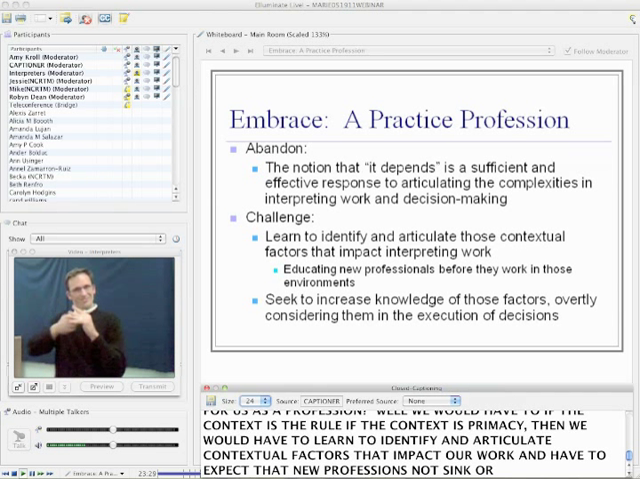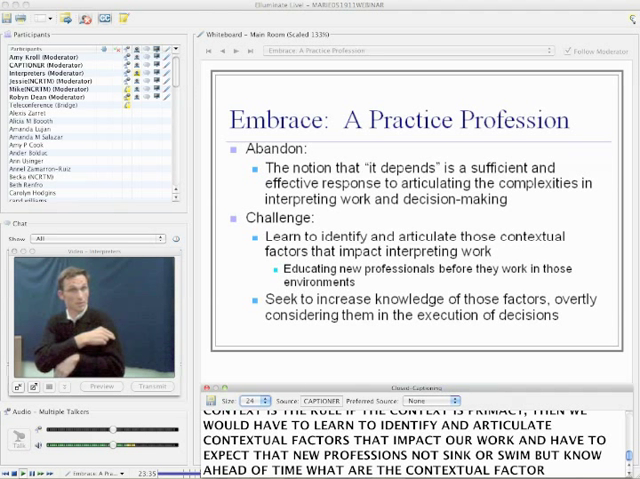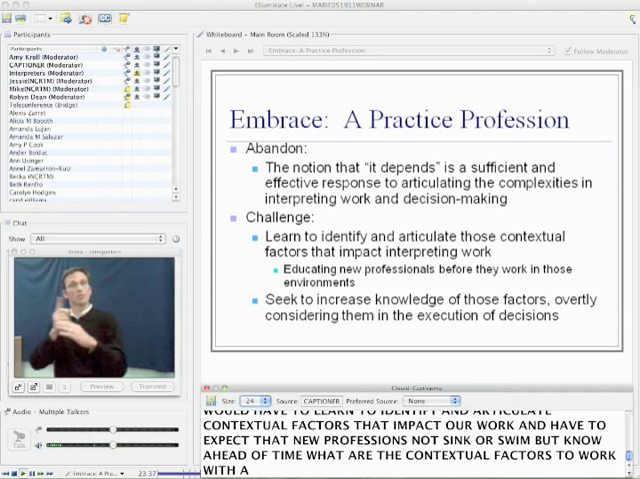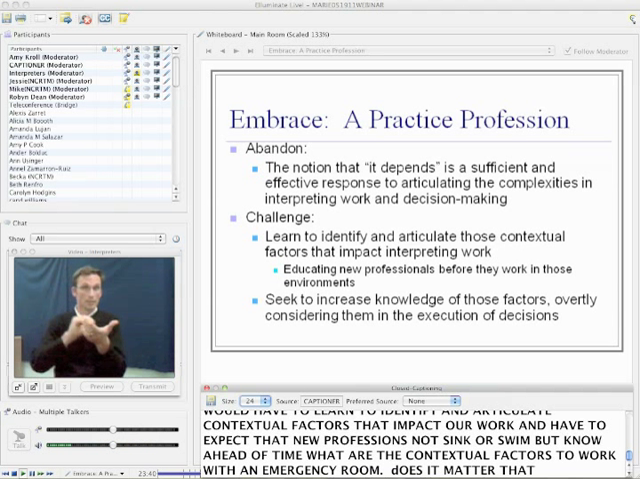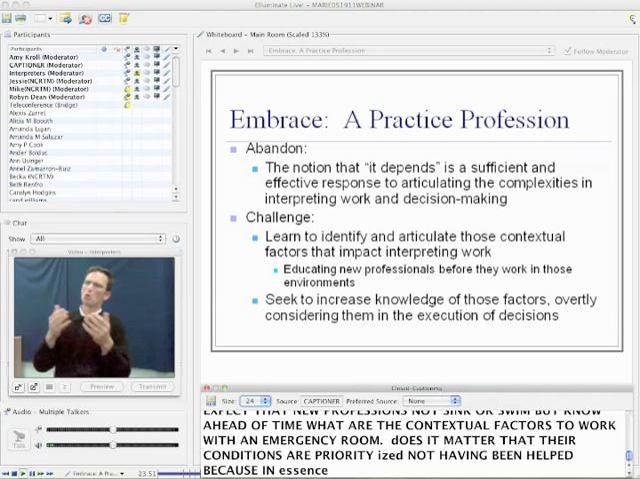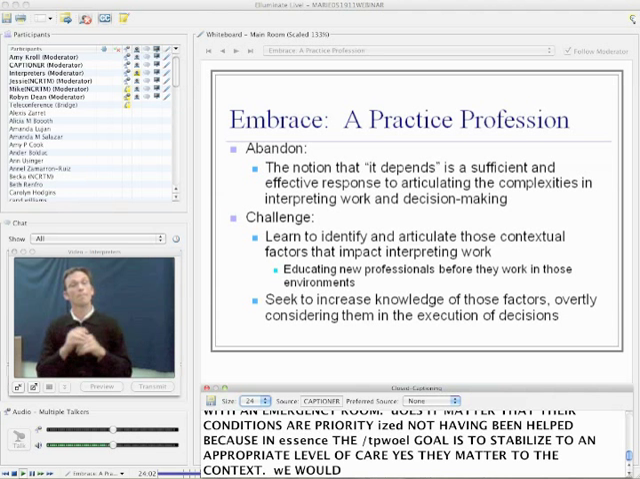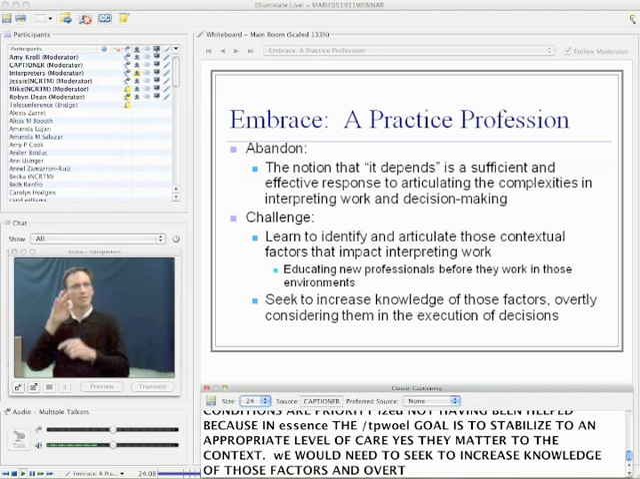What are the contextual factors to working in an emergency room? Does it matter that patients are triaged in a certain way and that their conditions are prioritized? Does it matter that people are discharged, perhaps not having been helped, because in essence, the goal is to stabilize and discharge that person to an appropriate level of care? Do those things matter to us? Yes, they do, because they matter to the context. We would need to seek to increase knowledge of those factors and overtly consider them in the execution of decisions.